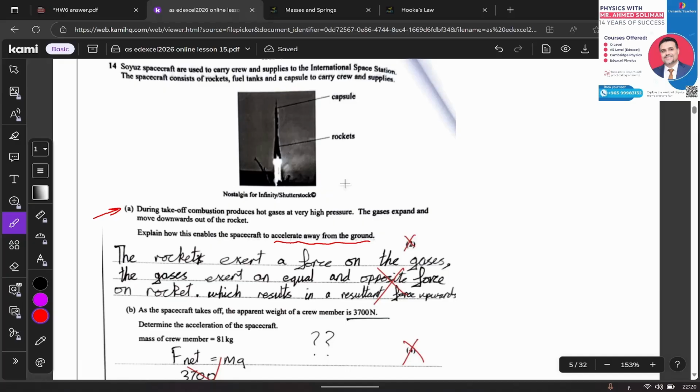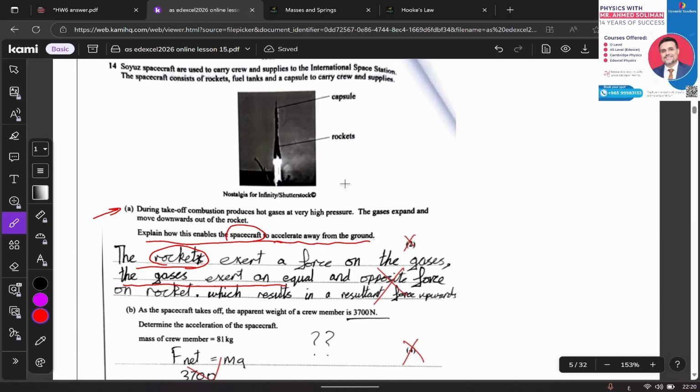He should write, for example, the gas exerts a force. Because he didn't ask in this question to mention Newton's third law, but it's okay. Instead of the rocket exerts a force on the gas, he is talking about the spacecraft. So now he can write what? The rocket exerts a force on the gas. The gas exerts an equal force in the opposite direction.